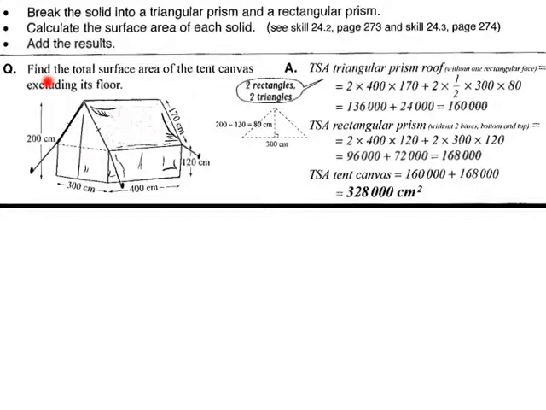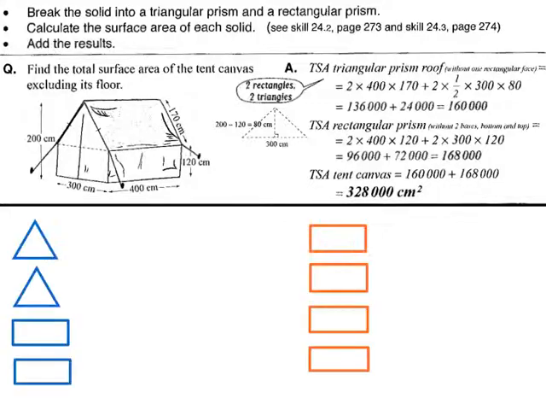So it says, find the total surface area of the tent's canvas excluding its floor. Excluding means do not include. So the first thing that you need to do is the blue part is what I have for the triangular prism. And so the triangular prism consists of 2 triangles and then 2 rectangles.